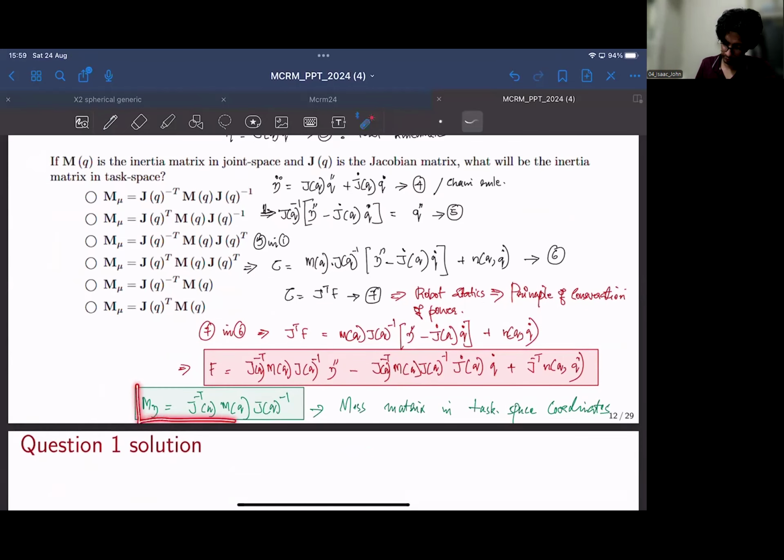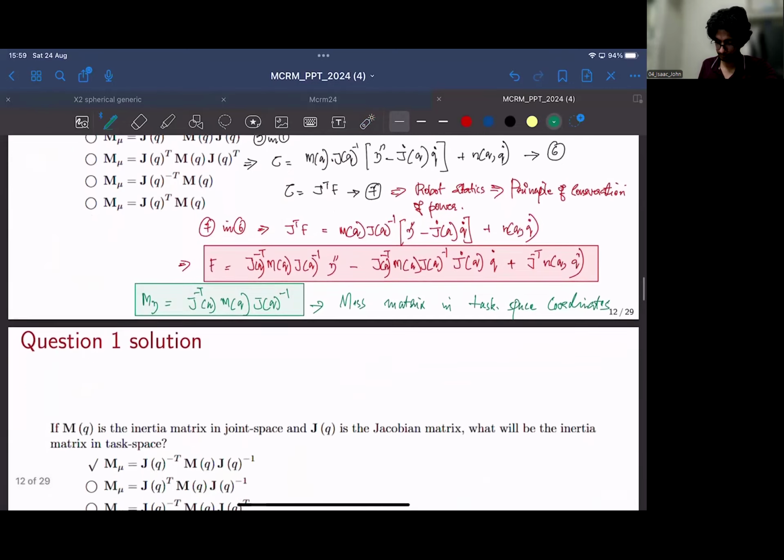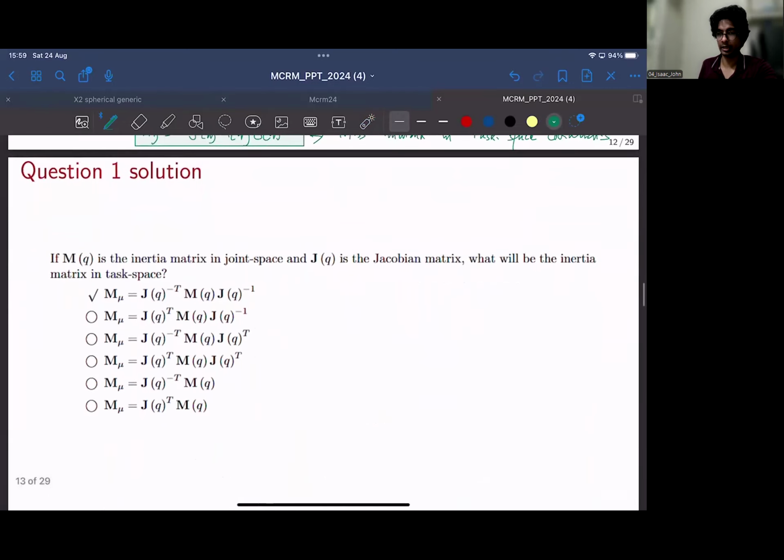So the correct answer for this problem: the mass matrix in task space is J inverse transpose M J inverse. So I guess the correct answer in this case would be option A. That is indeed the correct answer.